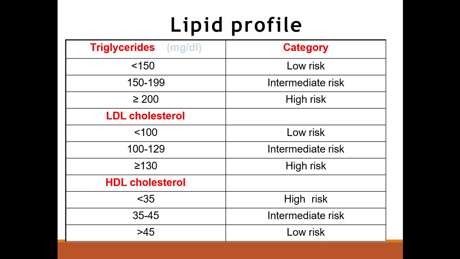High density lipoprotein cholesterol. If HDL cholesterol is less than 35 milligram per deciliter, then the person is at high risk. If HDL cholesterol level is 35 to 45 milligram per deciliter, then the person is at intermediate risk. If HDL cholesterol is greater than 45 milligram per deciliter, then the person is at low risk.